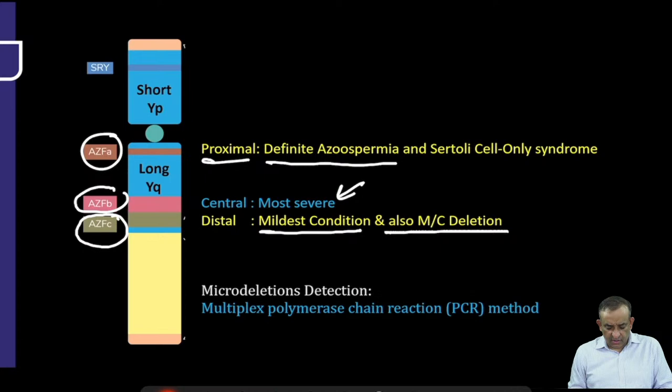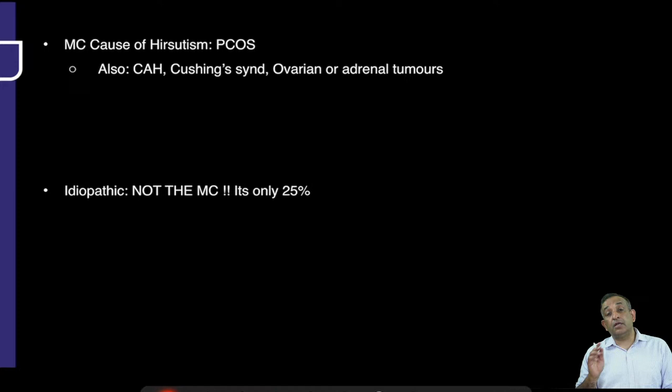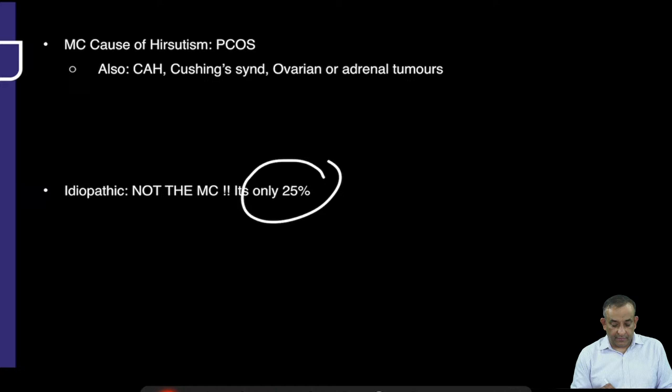Okay, the most common cause of hirsutism is not idiopathic. It is PCOS, and other causes are congenital adrenal hyperplasia, Cushing syndrome, ovarian and adrenal tumors. And idiopathic is not the commonest. Once again, 25% of causes of hirsutism are idiopathic. No cause is seen. Androgen levels are normal, and there are no tumors, so we say everything is fine, but the girl is hairy.